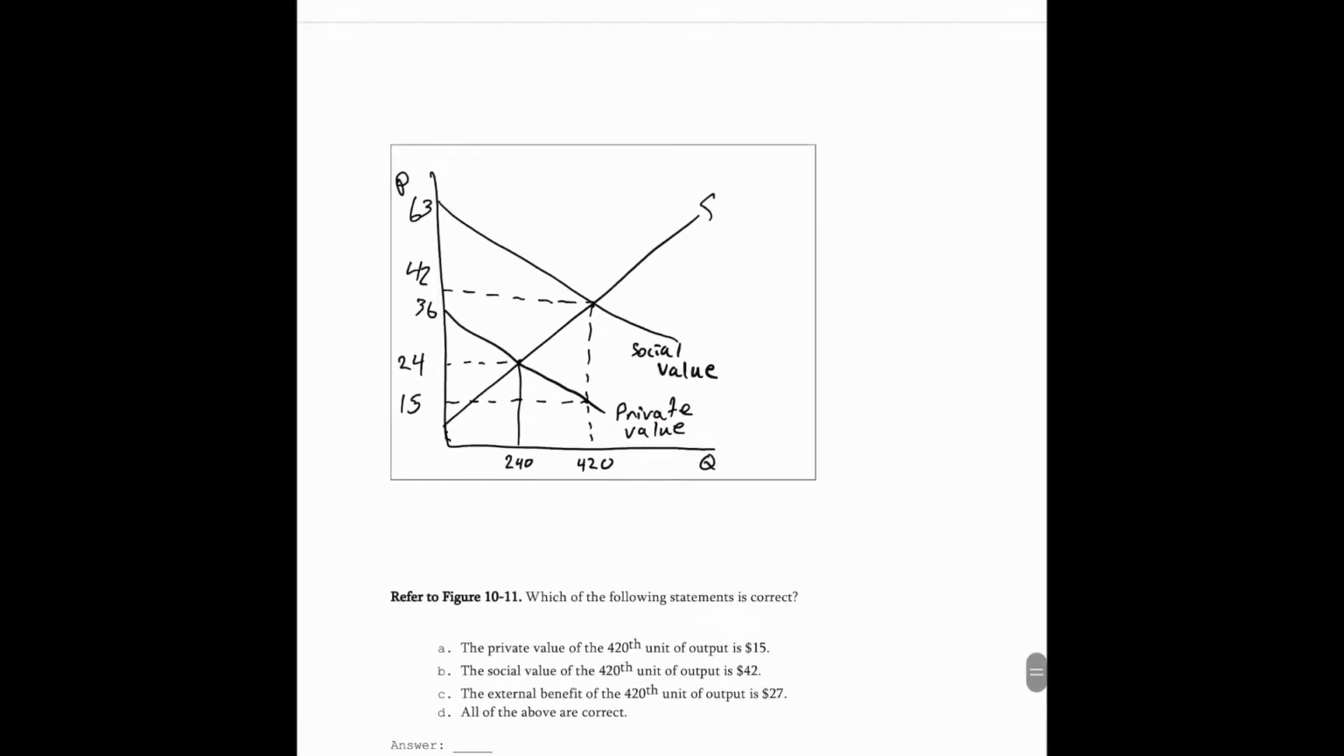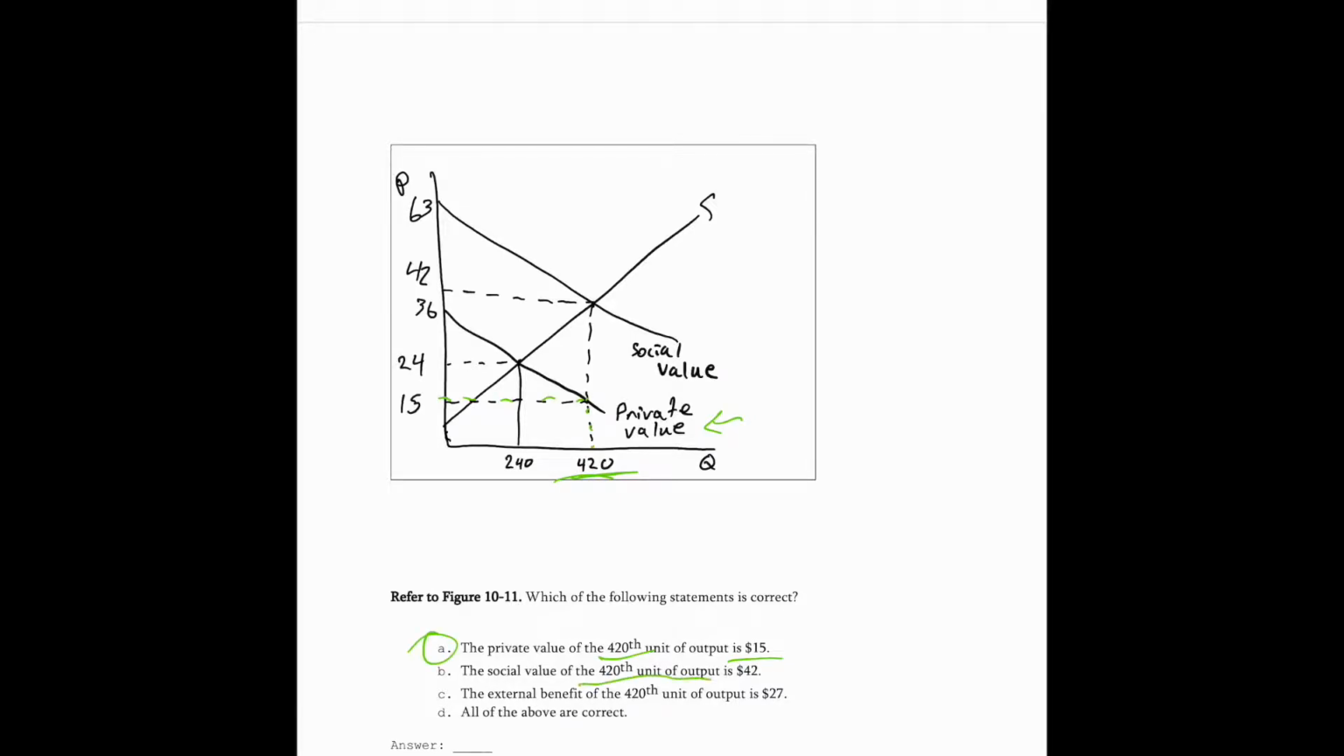Figure 10-11. Which of the following statements is correct? The private value of the 420th unit of output is 15. Well, what's the private value here? Private value is the lower line. So then all we need to do is trace up that 420th unit to 15. We see that that is in fact the case.